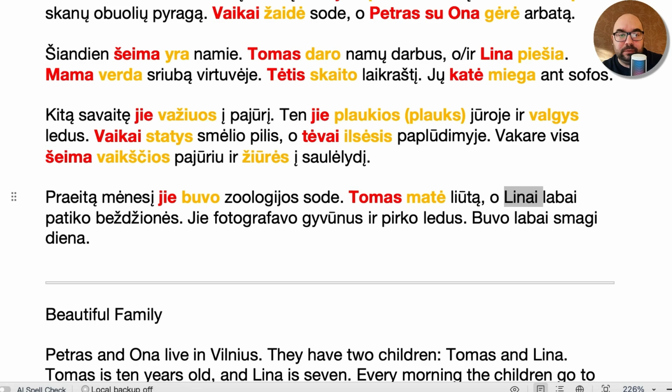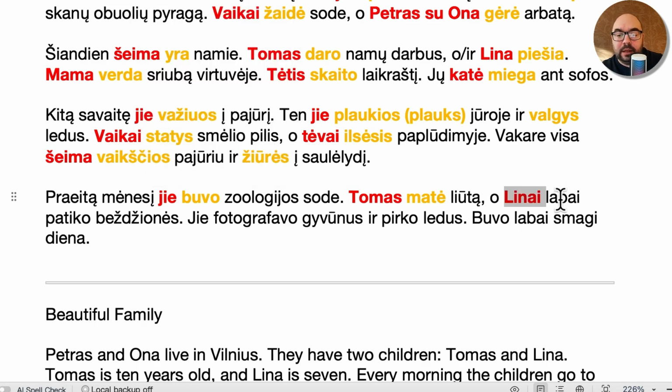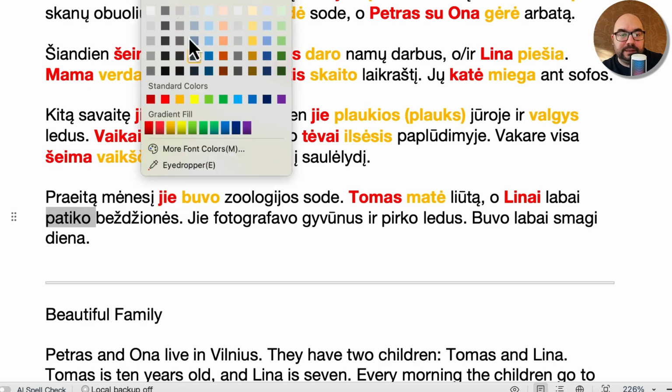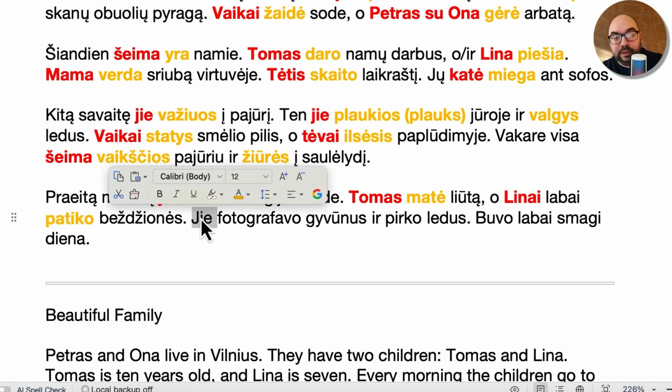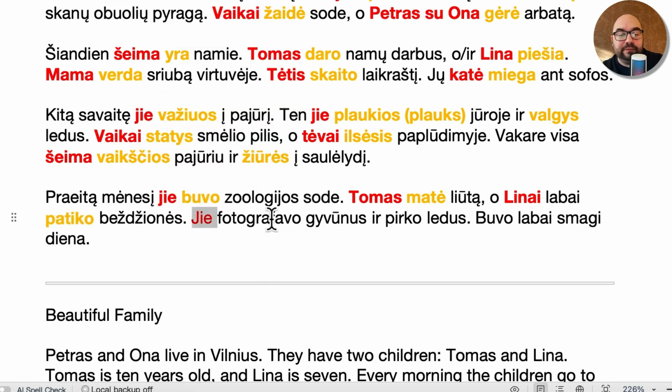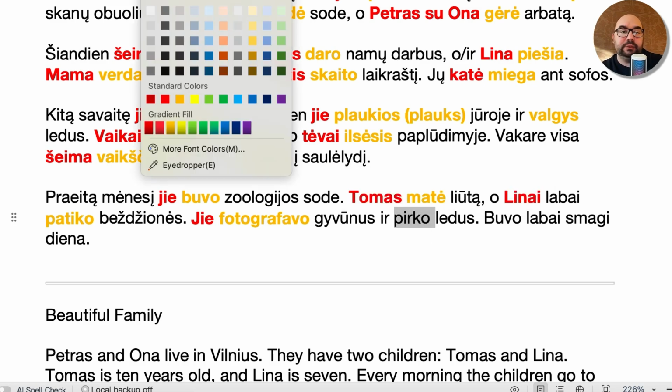O Linai labai patiko beždžionės. Linai, kam, right? That's a different kind of case. Linai labai patiko beždžionės. Really liked beždžionės. Jie fotografavo gyvūnus ir pirko ledus. Jie fotografavo, they photographed animals. Jie fotografavo gyvūnus ir pirko ledus, right? They photographed animals and bought ice cream.